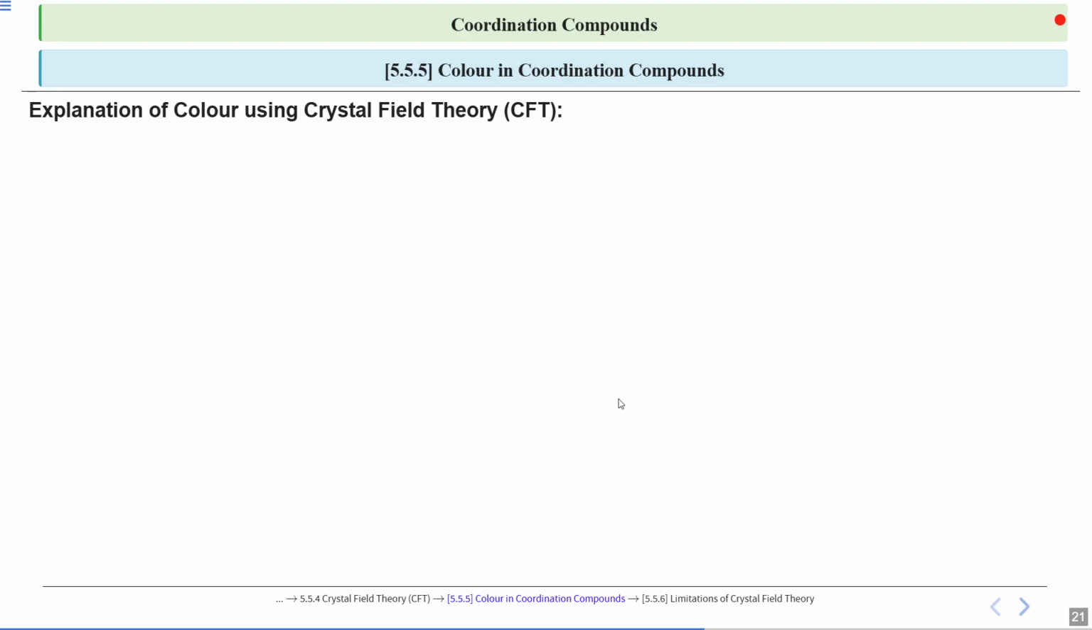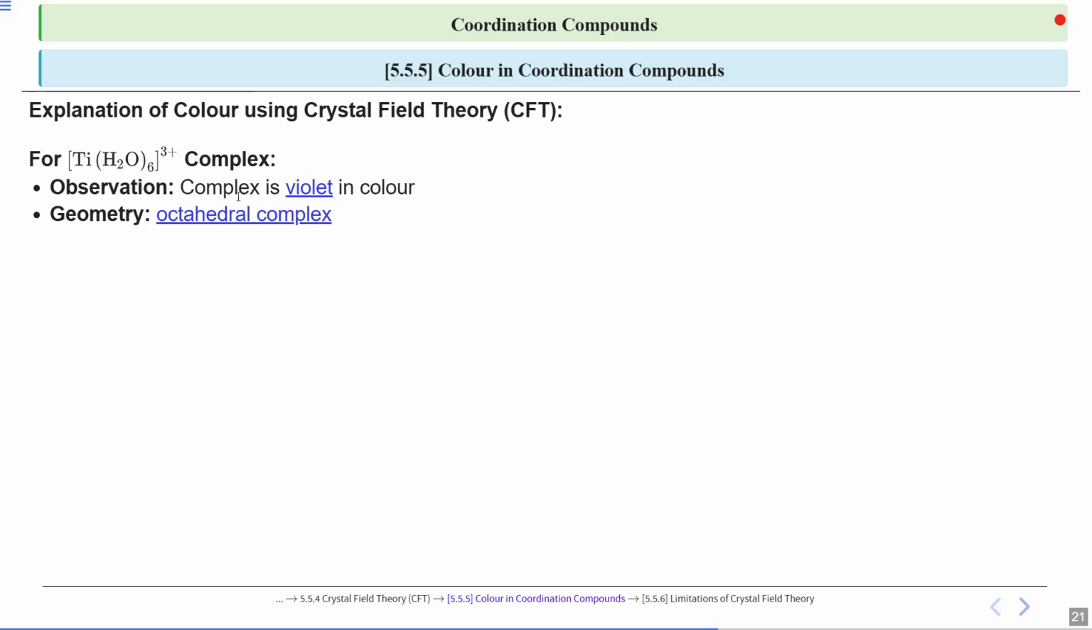Explanation of color using the crystal field theory. How can you relate the color of the complex with the crystal field theory? Understand this for the complex titanium hexaaqua, [Ti(H2O)6]3+. The observation is that the complex is violet in color. The geometry it has is octahedral. You can see 6 ligands around the titanium which are binding to it, so the geometry will be octahedral.